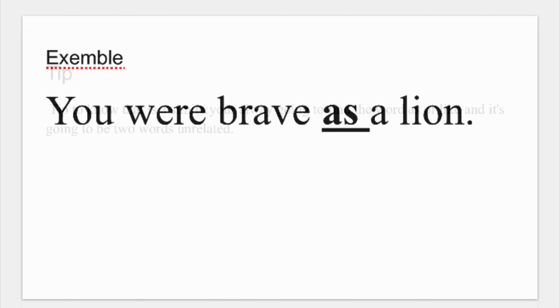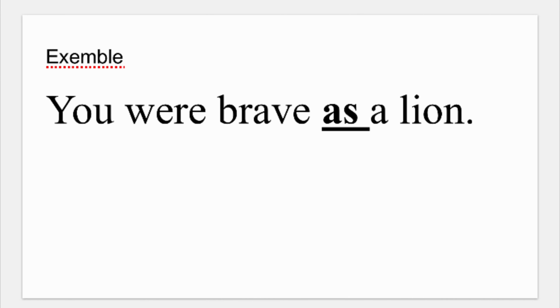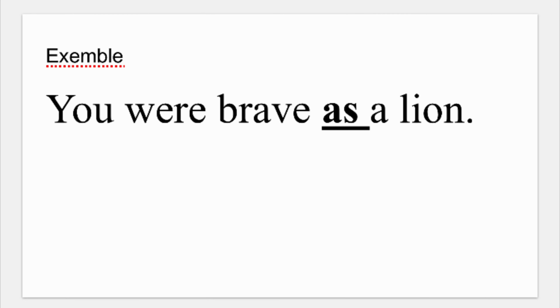An example here. You were brave as a lion. You're going to see in this sentence, there's brave and lion that are really two unrelated things. You're going to see right there, oh, brave and lion, they're two unrelated. It's really a good start to a simile. Then you're going to see the word as. Right there, you just know it is a simile. The word as makes it a simile.